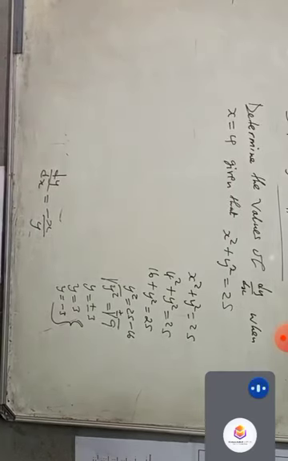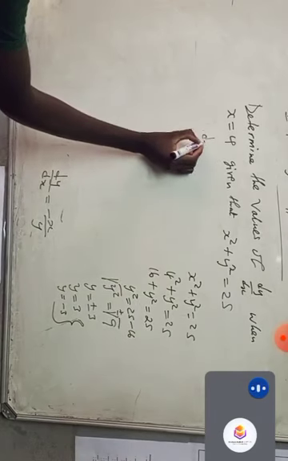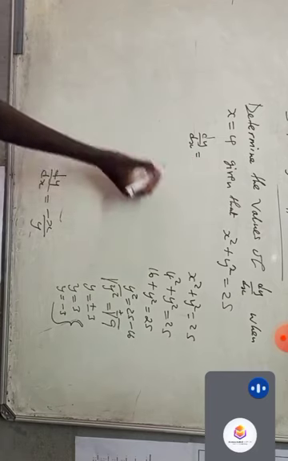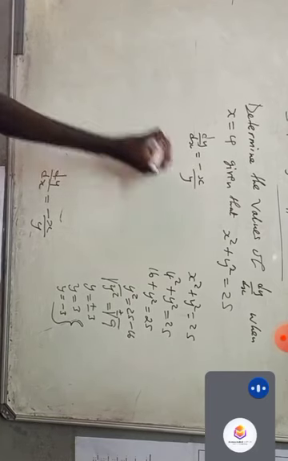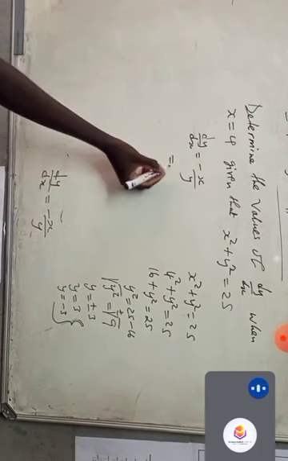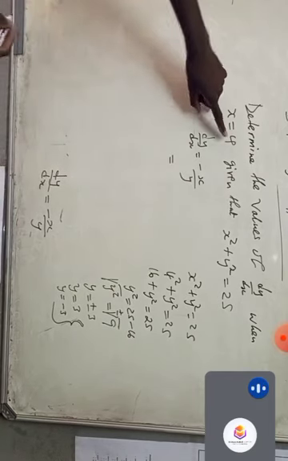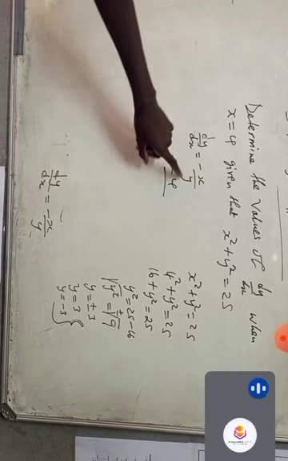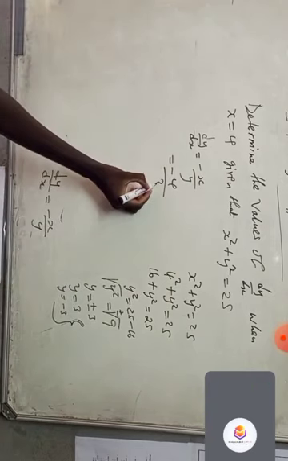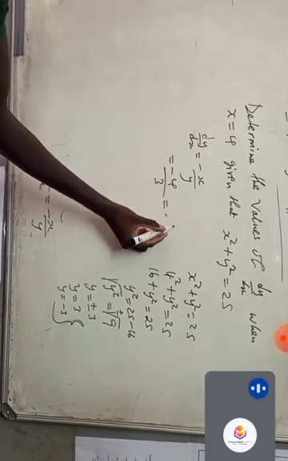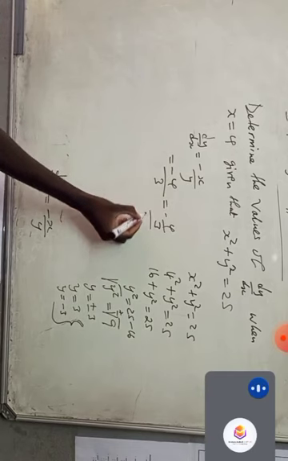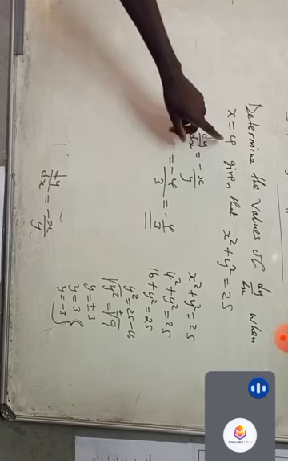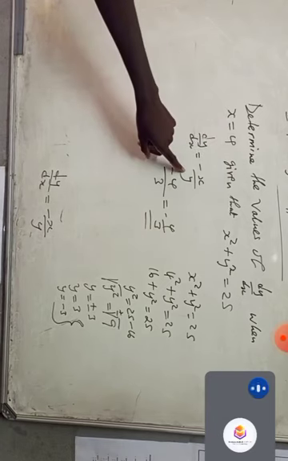So first we are going to find the value of dy/dx. We have negative x over y. Where there's x, I'll replace it by 4, and y is equal to 3. So this will be equal to negative 4 over 3. This is the value of dy/dx at x equal to 4 and y equal to 3.